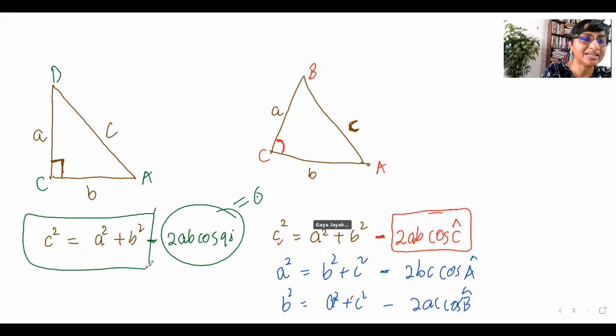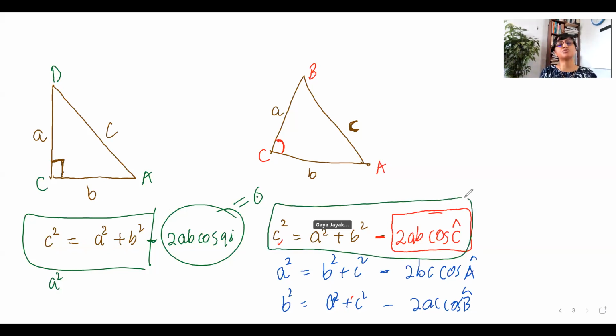Even for a right angle triangle, you can write for the other sides as well. When you write it for the hypotenuse, it is the cosine rule. The 2AB cos 90 part becomes 0, because cos 90 is 0. So the cosine rule is actually a general rule that can be applied to any triangle. I hope that is clear.